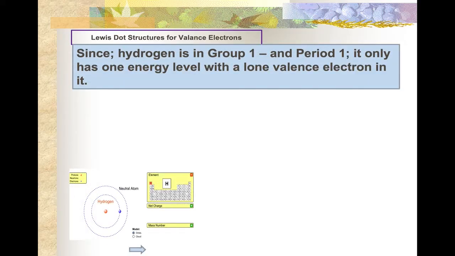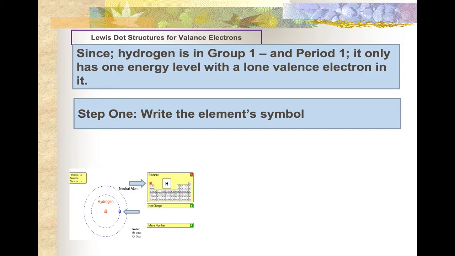We saw from the periodic table, there's hydrogen. It's in group 1 on the first row. There's this little lone valence electron on that inner ring. So it's only got one ring. This shows 2, but hydrogen only has the one ring, and there it is.